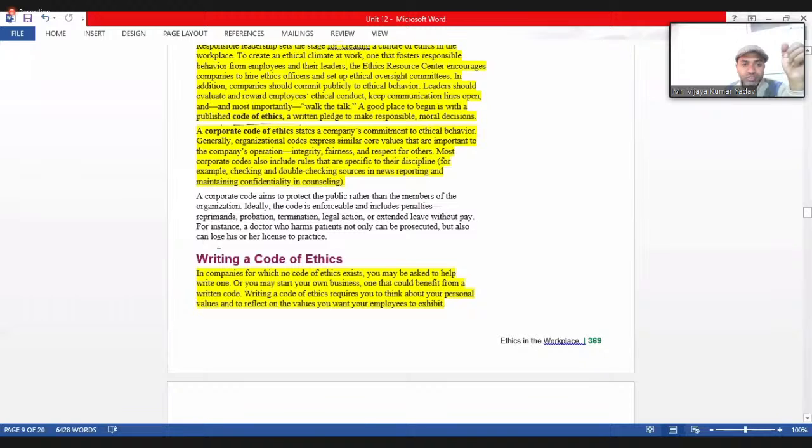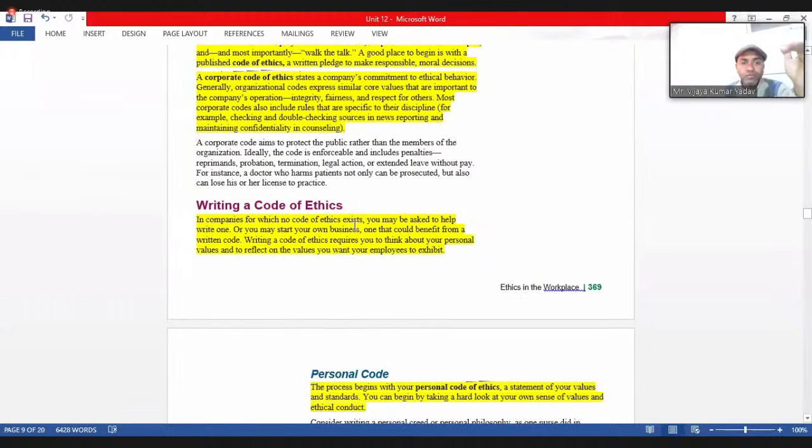Now, writing a code of ethics. In companies for which no code of ethics exists, you may be asked to help write one. Suppose in a certain company there is no code of ethics and you have been asked to write one, then you can write it this way. Or you may start your own business, one that could benefit from a written code. Writing a code of ethics requires you to think about your personal values and to reflect on the values you want your employees to exhibit. So in that code of ethics, you can mention what kind of action and conduct you want from the employees. All those good things you write there in the code of ethics.